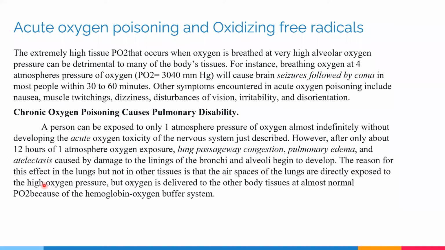The reason for this effect in the lung, but not in other tissues, is that the air spaces of the lungs are directly exposed to the high oxygen pressure, but oxygen is delivered to the body at almost normal PO2 because of the hemoglobin oxygen buffer system. And thus, an increase in partial pressure of oxygen affects the lungs directly before affecting any other parts of the body.